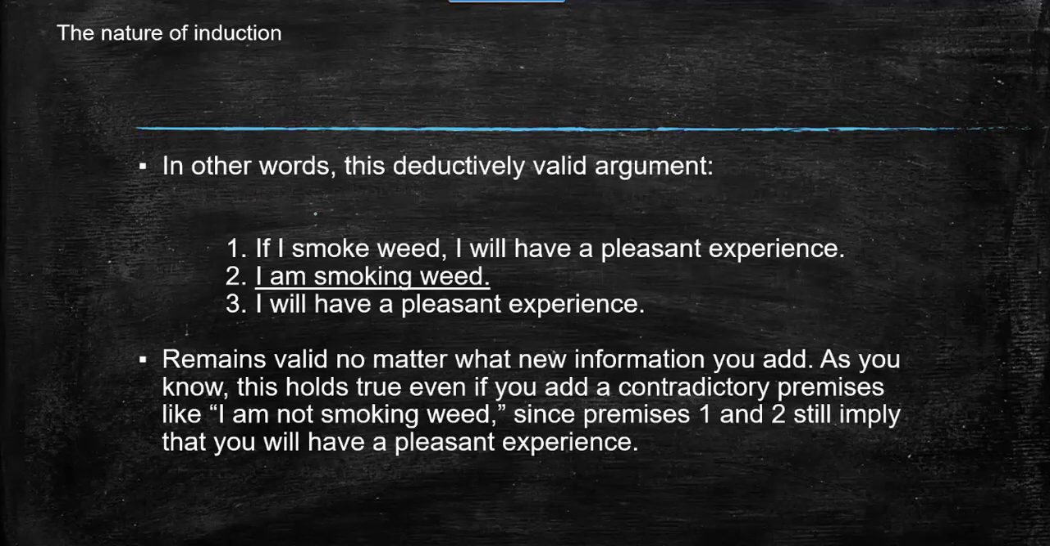In other words, this deductively valid argument, if I smoke weed, I will have a pleasant experience; I am smoking weed; therefore I will have a pleasant experience, remains valid no matter what new information you add in the form of additional premises. 1 and 2 deductively imply 3. So you can add any additional premise you like, such as my weed is laced with PCP, and it will still continue to imply the conclusion. You can even add a completely contradictory premise, such as I am not smoking weed, and it will still imply the conclusion.